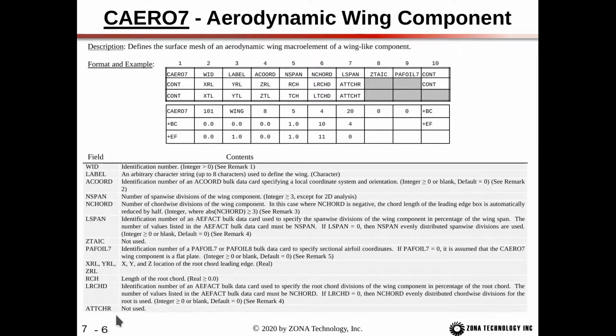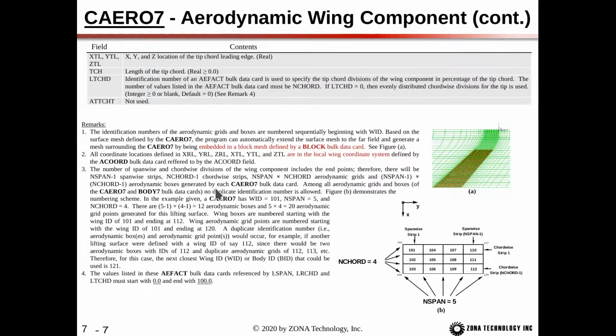ATTCHR is not used. Once again, that's left over from ZONA, but we do have the field here. So if you're copying a model from ZONA and you have some number in here, ZAERO will just ignore it. It won't throw an error. And then we have the tip XTL, YTL, ZTL, which is all the right-hand side. So we have the XYZ location of the right-hand side of the wing, we have the length, and then we have the custom divisions.